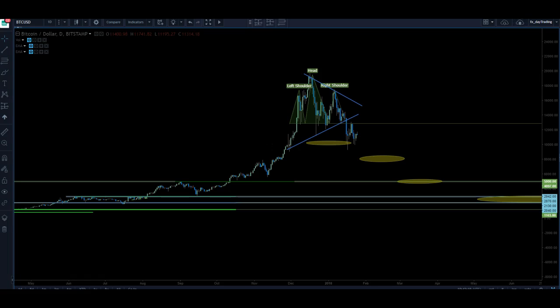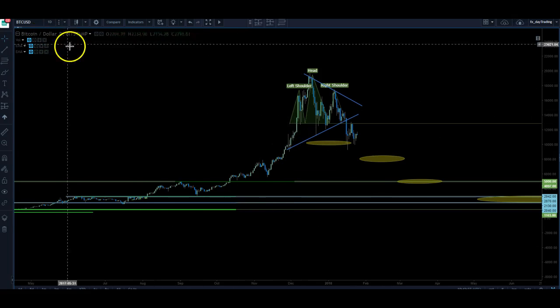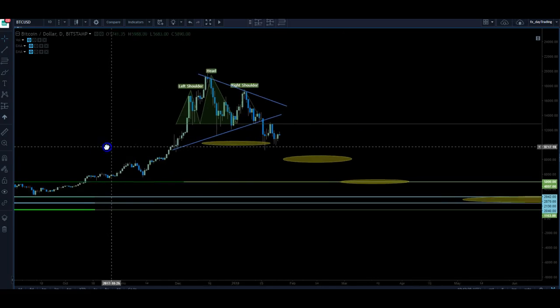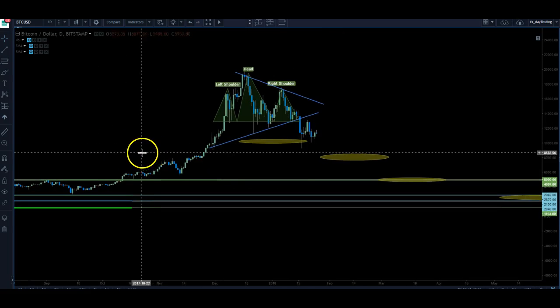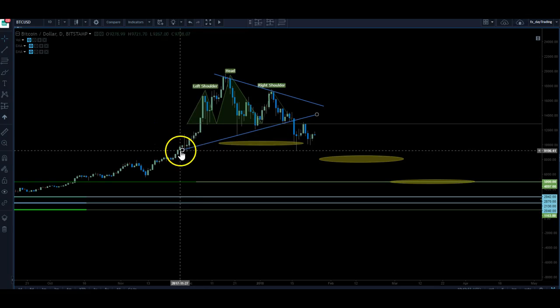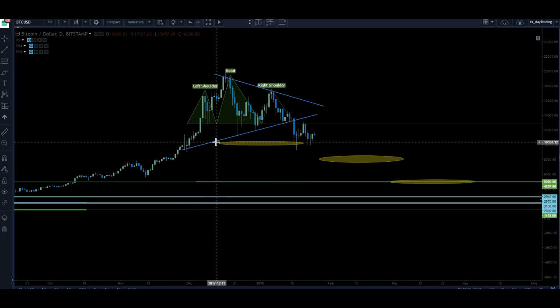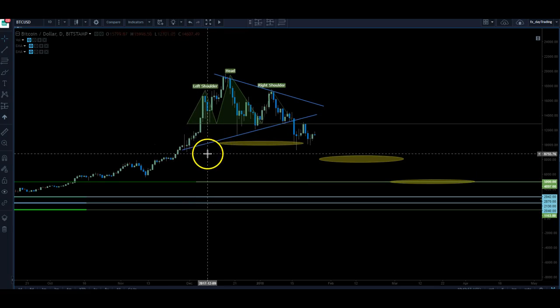So the reason we're looking at Bitcoin right now is just to show a thought process, very quickly. We can see here on this daily chart we have two price patterns in play, and I'll quickly go over those. I've gone over them in videos before and blog posts, but I'll just quickly go over them right now.